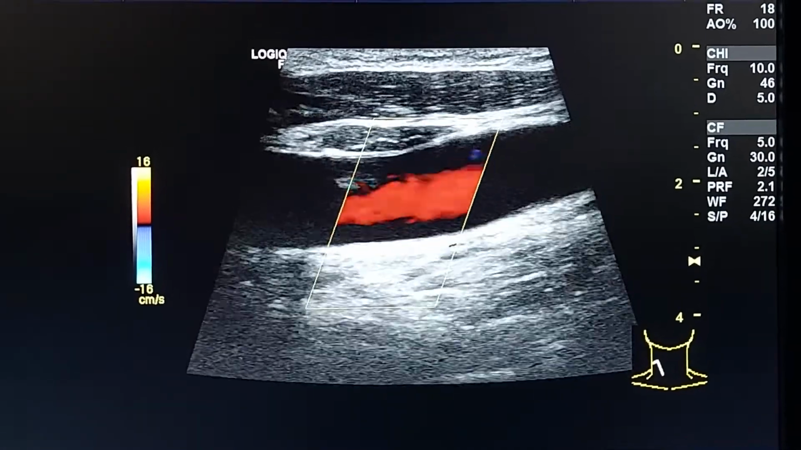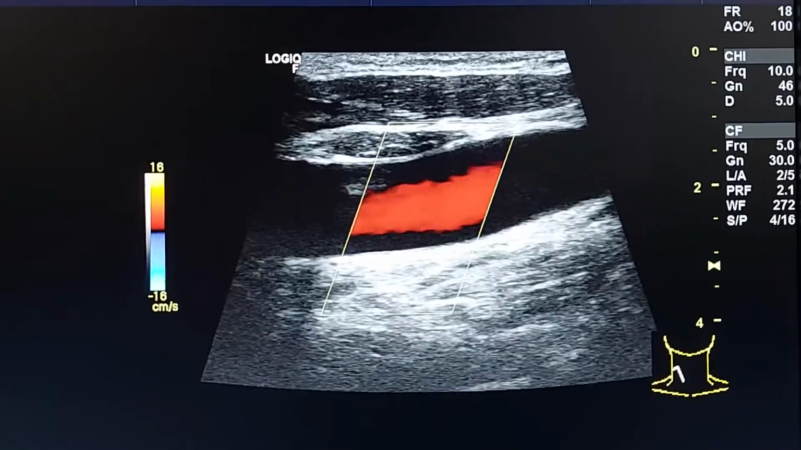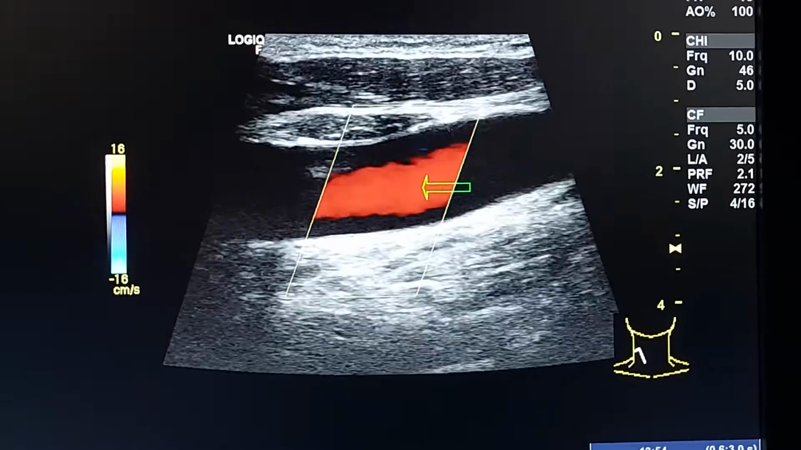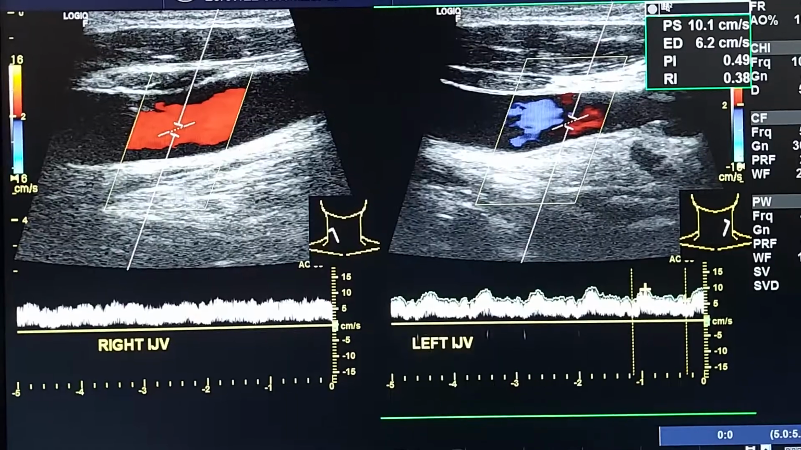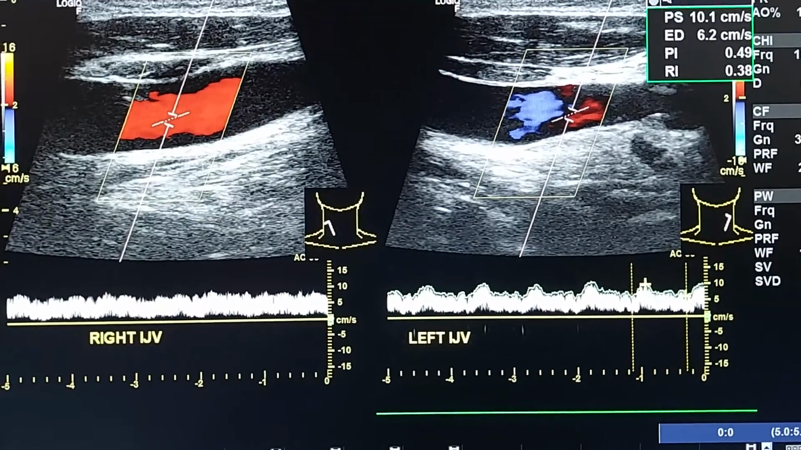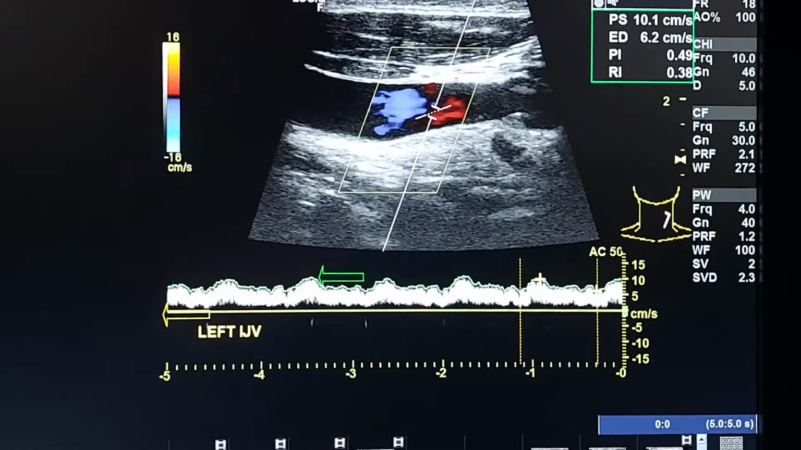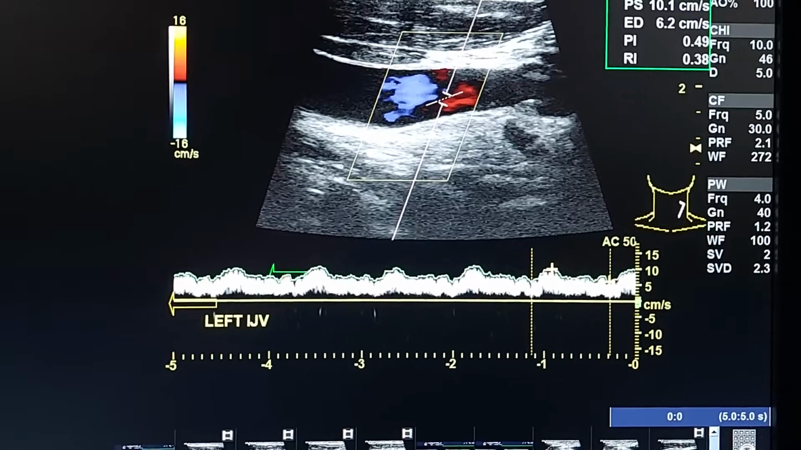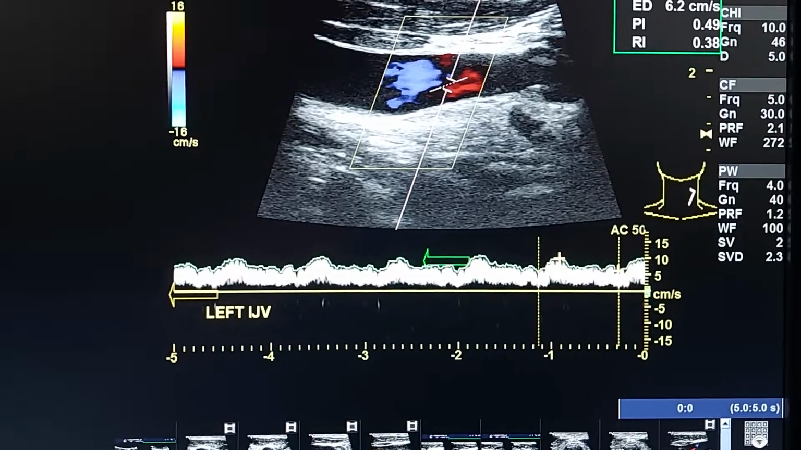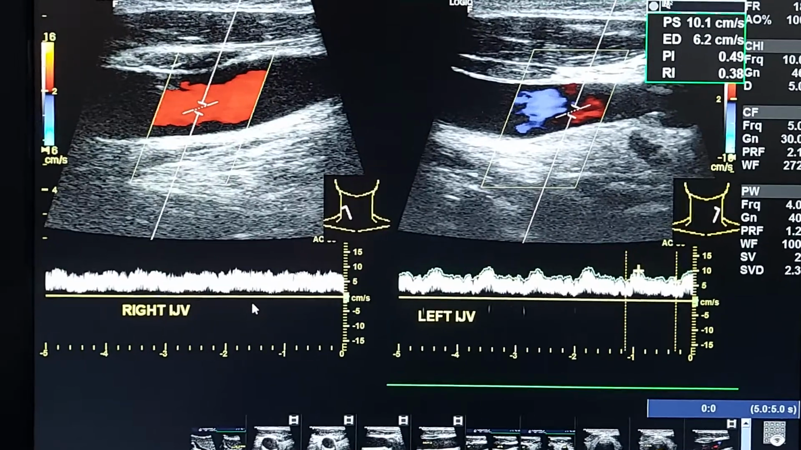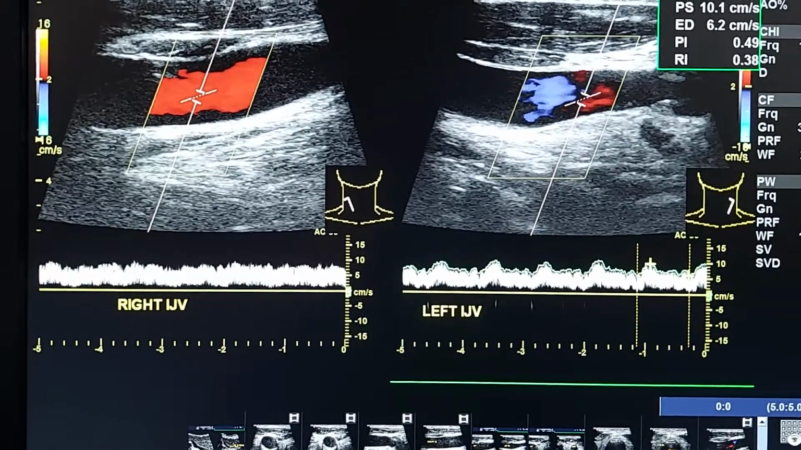Internal jugular vein, longitudinal section with color Doppler. Continuous flow with blunted variations. Here we see a comparison of spectral Doppler between the right side and the left side. Here in the left side we see the variations which occur normally in the flow. Here in the right side we don't see such variations.